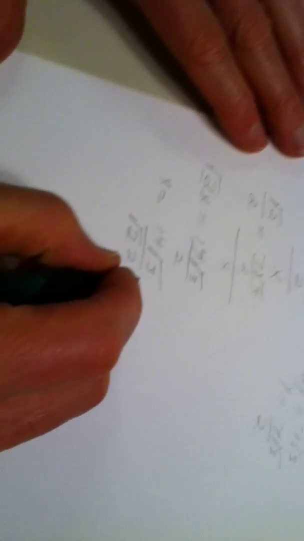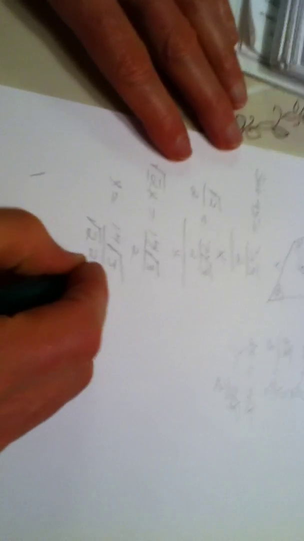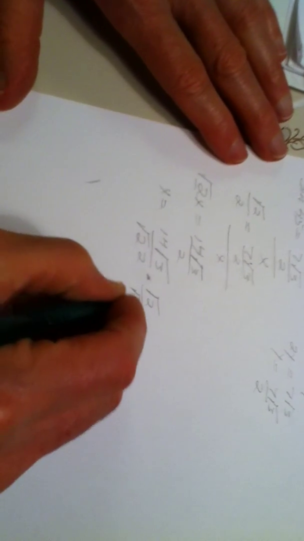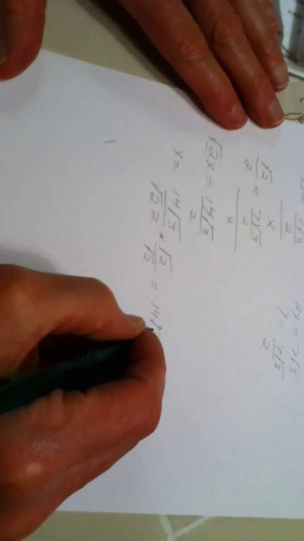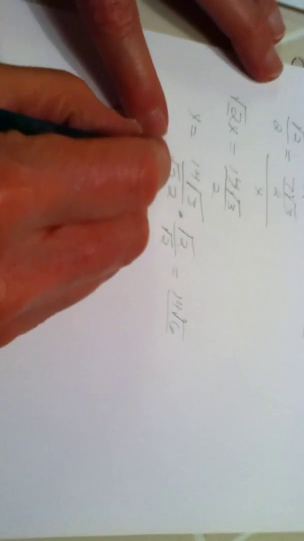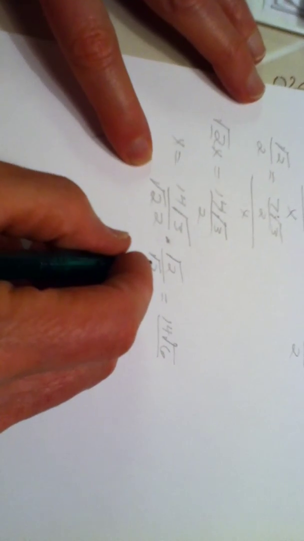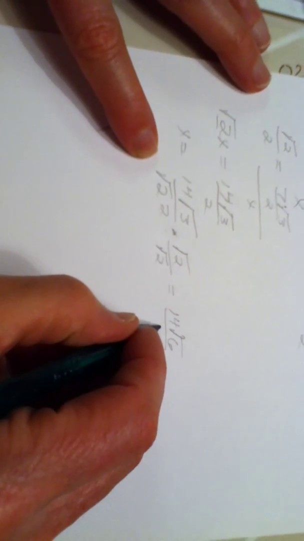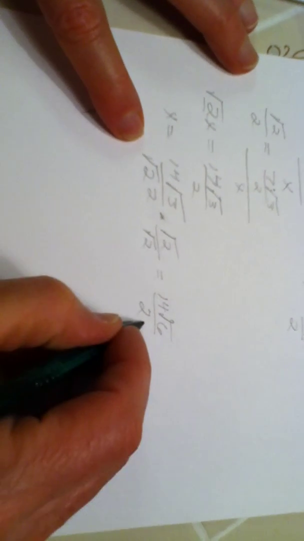Now what I want to do is get this into the proper form. So let me erase this. I'm going to multiply the top and bottom by the square root of 2, so I can get the square root of 2 out of there. So that's going to end up equal to 14 times the square root of 6 over 2 times 2. That's going to be the square root of 4, which is 2 times 2, which is 4.